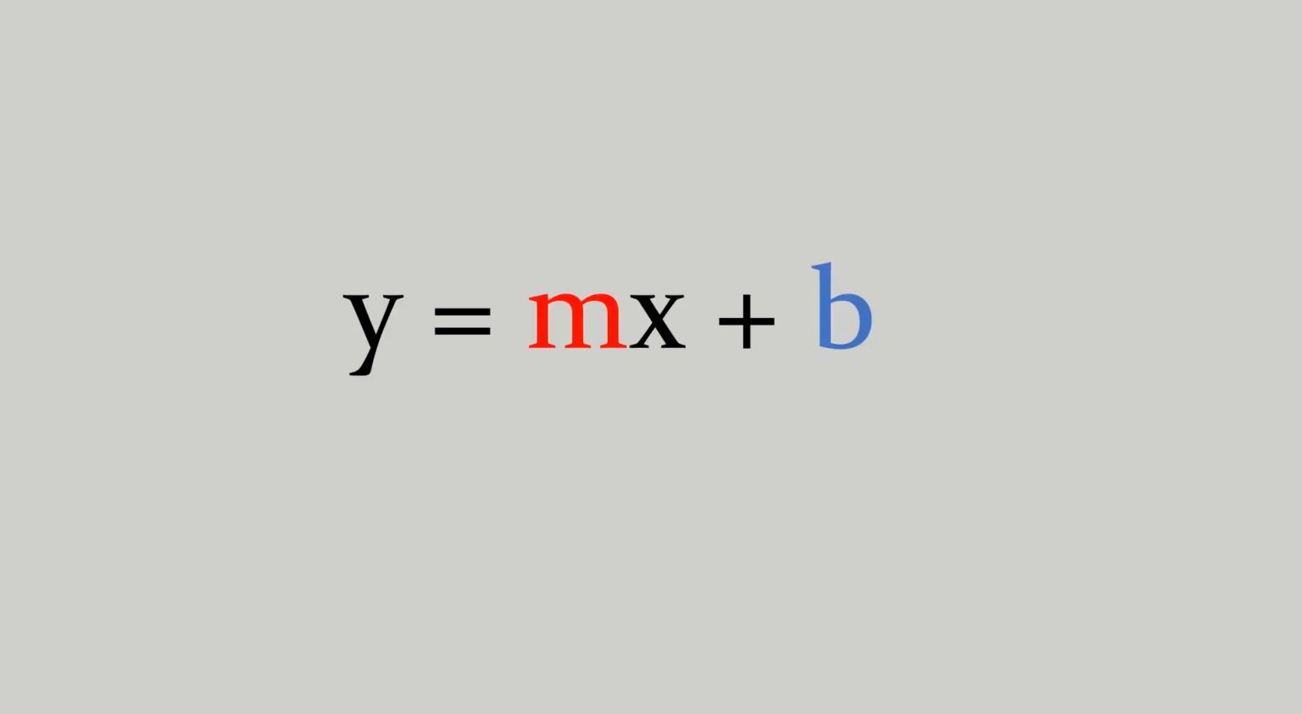So we're going to start off with this equation, y is equal to mx plus b. This is sometimes called the slope-intercept equation, sometimes just called the linear equation. It doesn't really matter what you're going to call it as long as you understand what's going on. Here, m represents your slope and b represents your y-intercept.